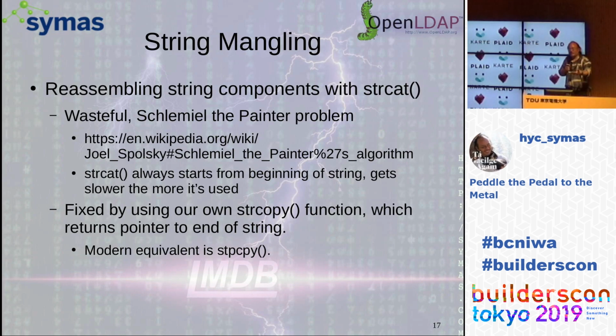And that's the same thing that's happening in strcat. It's always starting at the beginning of a string and adding to the end of it. And so the more you use it, the slower it gets. And so in our code base, we replaced all the uses of strcat with a custom function of our own that simply returns a pointer to the end of the string instead of returning a pointer to the beginning. And so if you have the end of the string, you can just concatenate to that immediately without any extra wasted time. And the funny thing is that the modern C libraries now actually have a function that does this, and it's called stpcpy.